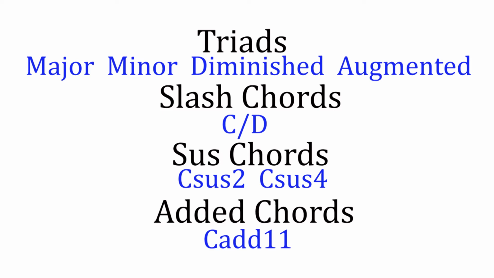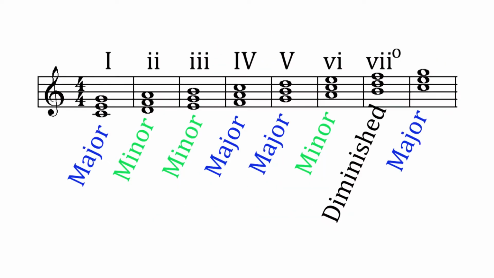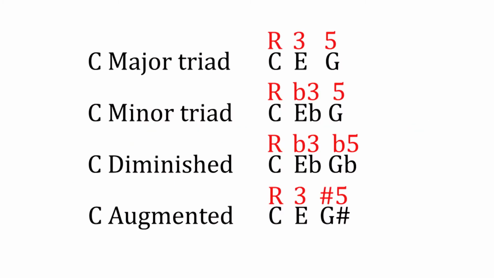In part 1 of this series we looked at triads, slash chords and suspended chords. We learned what type of chords naturally occur on the degrees of the scale and how to create them on the root by altering the notes of the chord. In this video we will look at more complex chords consisting of 4 or more notes.